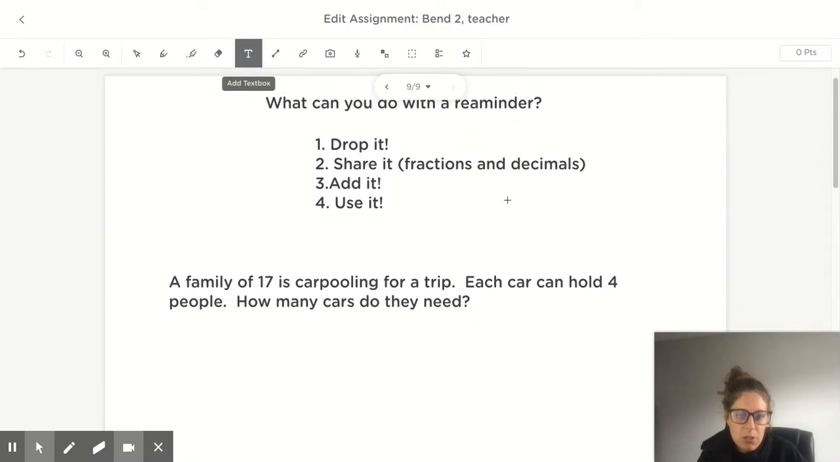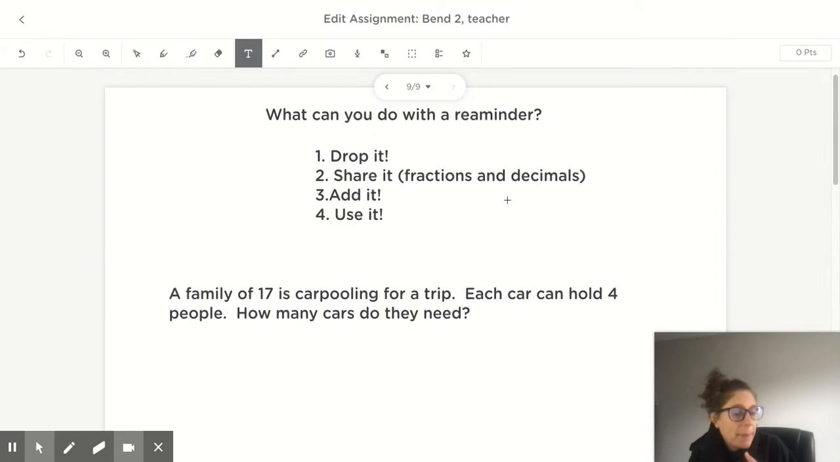Okay, fourth grade. So far we've talked about dropping that remainder, just kind of ignoring it in certain situations when we don't need it, and sharing it, like splitting it up, like the cookie or like the dollar. You can use fractions or decimals for that. And now we're going to talk about two more things you might want to do with a remainder.